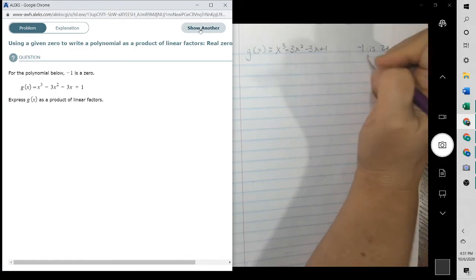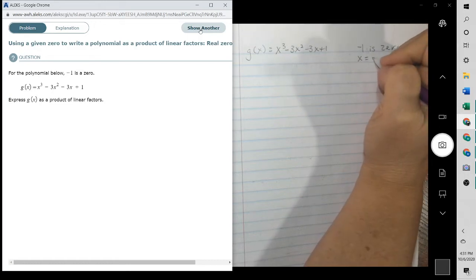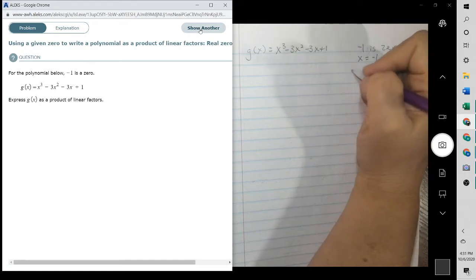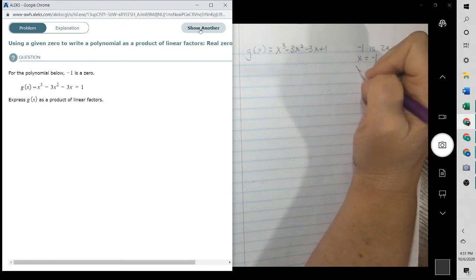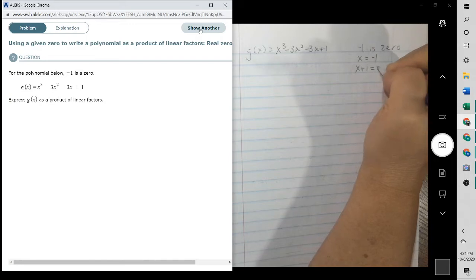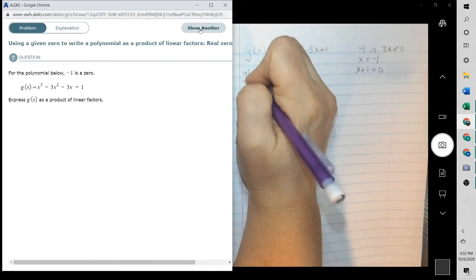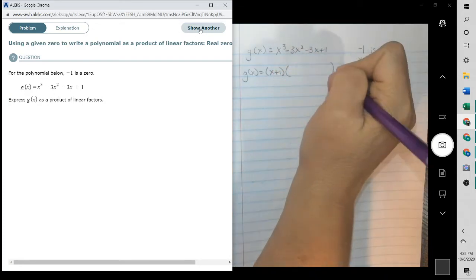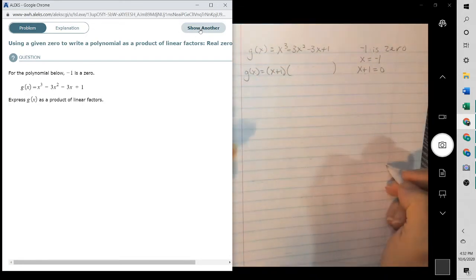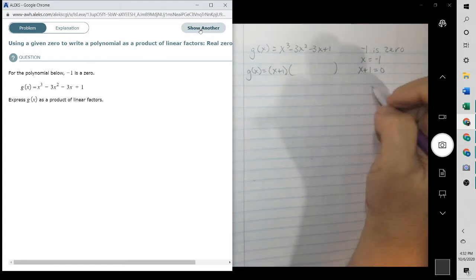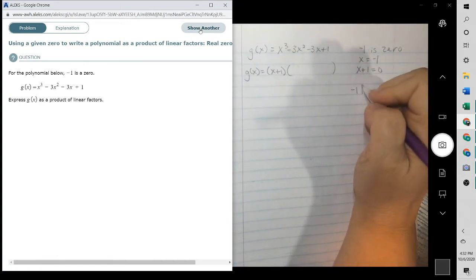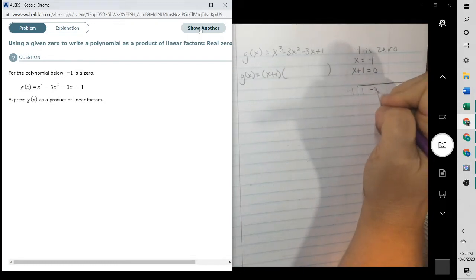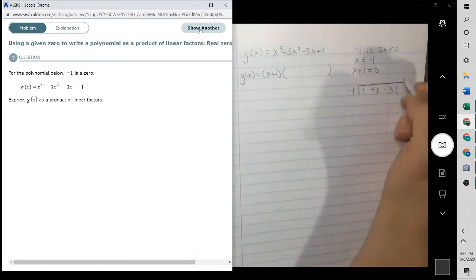Negative 1 is a 0, which means when it was solved, x equals negative 1. To get the factor, bring it back over. Get it set equal to 0. So x plus 1 is a factor. So we want to divide it. When we divide it, we have 1, negative 3, and 1.